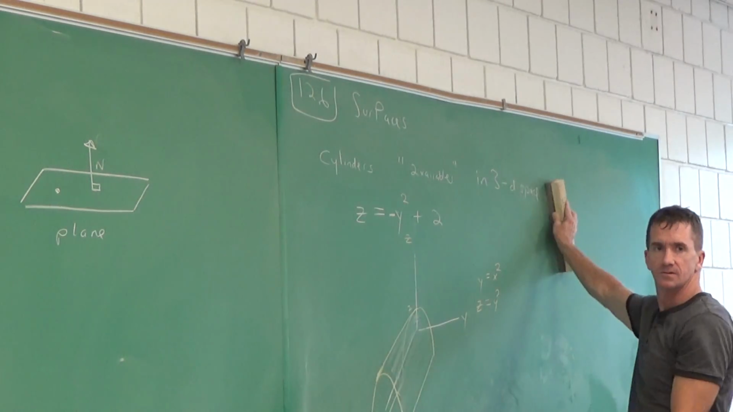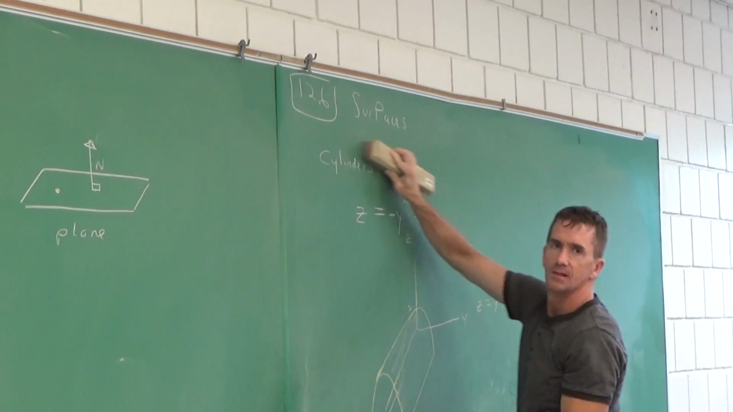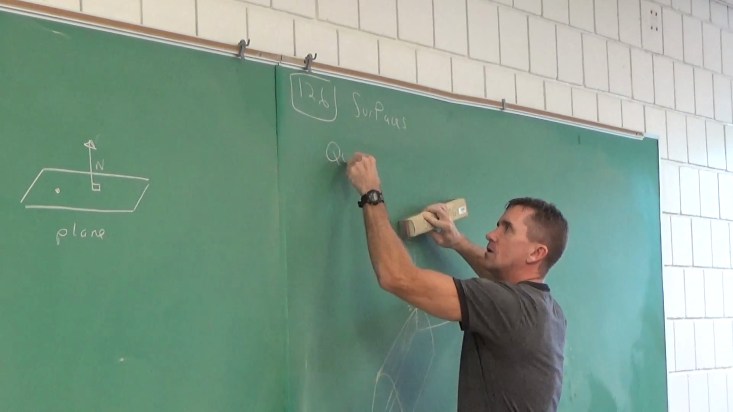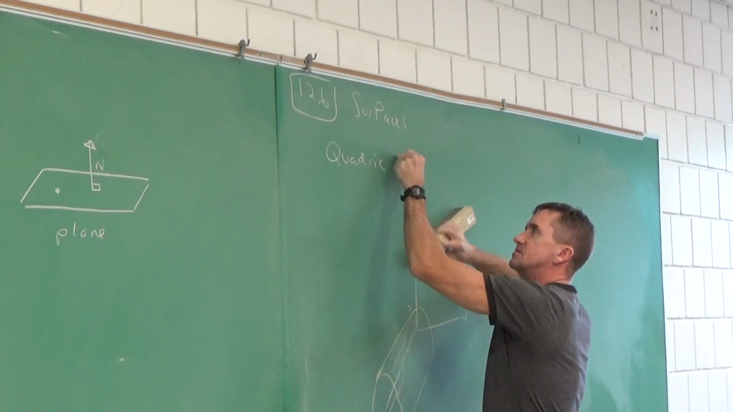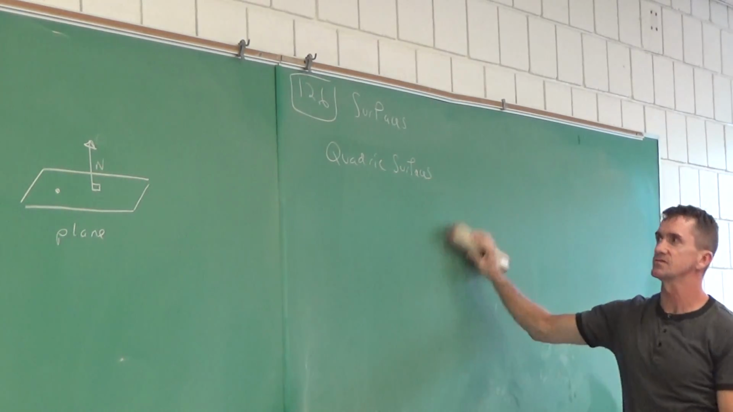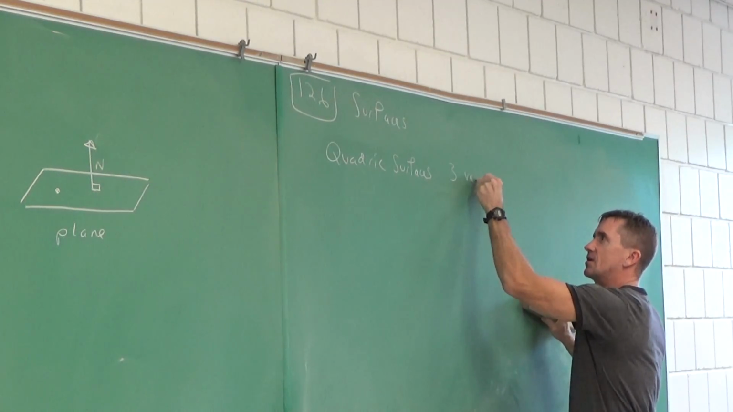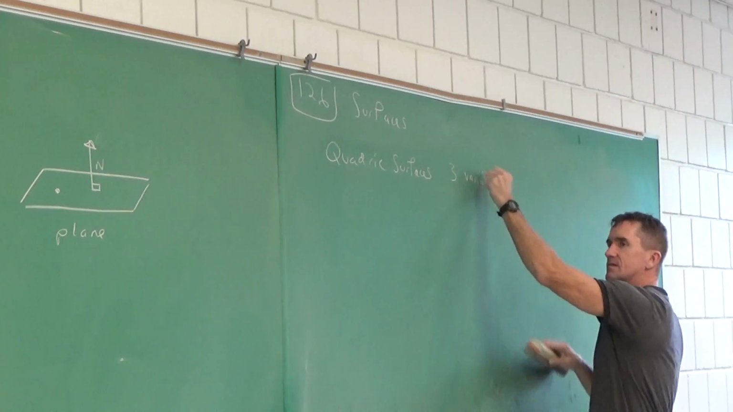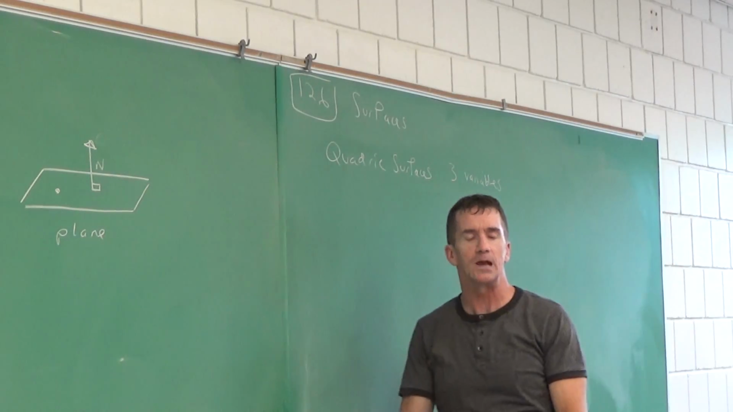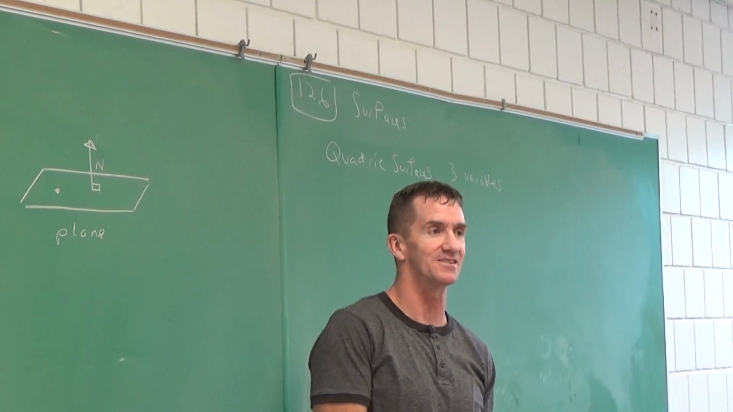These were called what? How many letters did cylinders have? 2. Last thing, quadric surfaces, and we actually have enough time to do this. Quadric surfaces, how many letters? 3 variables. They will always have 3 variables. That's the way you know it's not a cylinder.